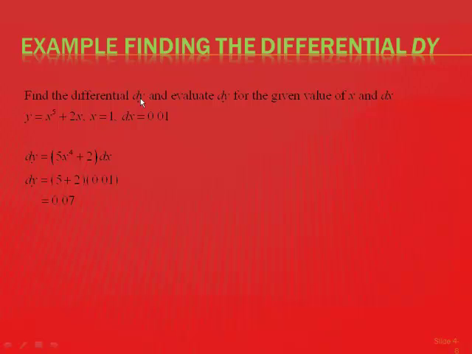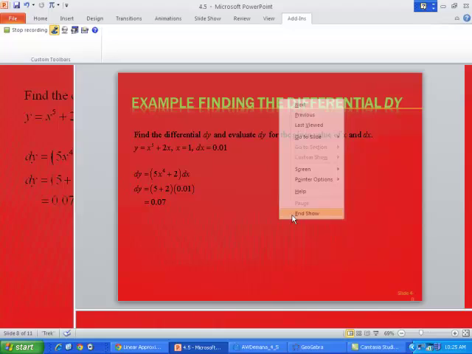So to find dy, we're just finding the derivative. dy dx would be 5x to the fourth plus 2. That's the derivative of y. But all I'm going to do is then just multiply my dx to the other side. Now if I put in my values, x equals 1 for x and 0.01 for dx, what we have found in the end is that dy is equal to 0.07. And all that means is that if x changes by 0.01 at 1, then y is going to change by 0.07.